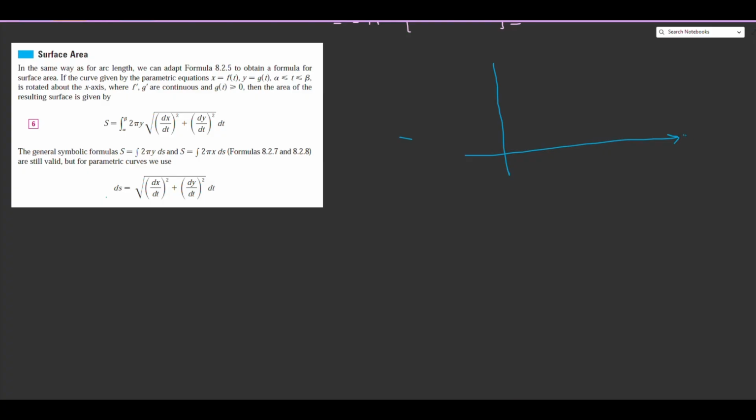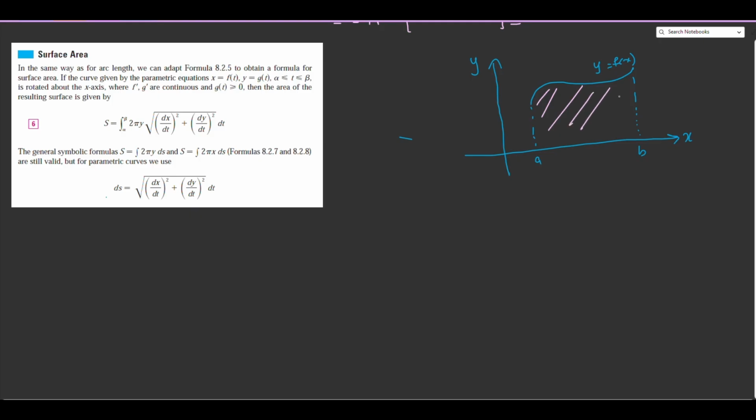For example, if we have this curve y equals f of x, defined on this interval a to b, what is the main problem here? We want to rotate this area under the curve about the x-axis, and a surface will be generated like this one.